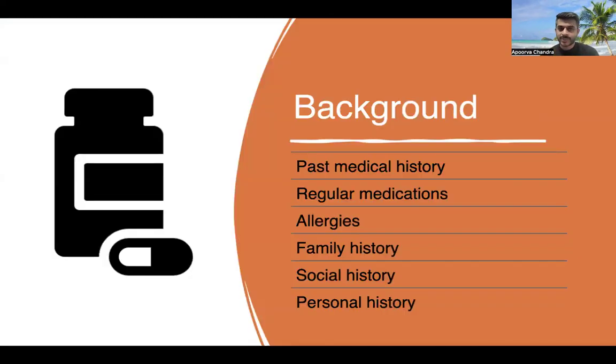Once you finish asking about the specific complaint the patient presents with, you can ask about the background history. In the background, you need to elicit past medical history, regular medication the patient is on, any specific allergies the patient has, family history, and more about the social history. This particularly becomes important if the patient is elderly, or if there are any concerns about the home situation, or if you're planning to admit or discharge a patient with some kind of mobility aids, then this becomes extremely important. Then you also ask about the personal history, which generally includes smoking history, alcohol history, and history of recreational drug use as well.